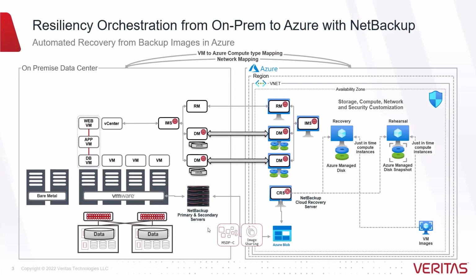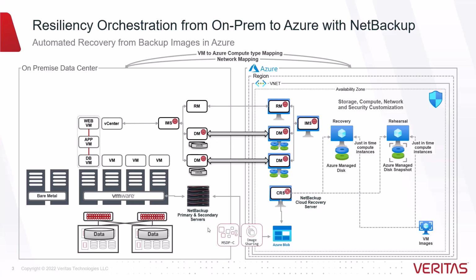Before we get into the live demonstration, I just want to highlight what the architecture looks like. We've got an on-premise data center running VMware, with a number of virtual machines running inside that environment. We have NetBackup primary and secondary servers on the on-premise site, which have backed up the virtual machines that we're going to be demonstrating today.